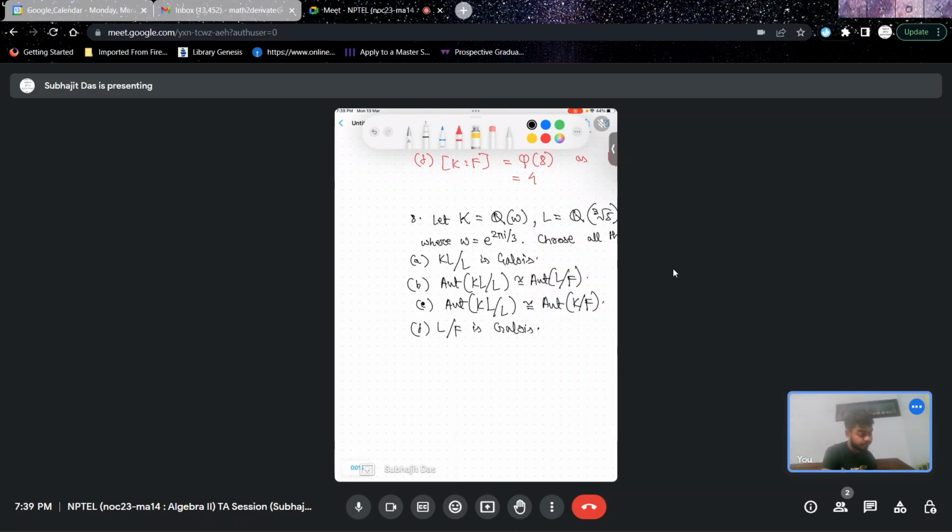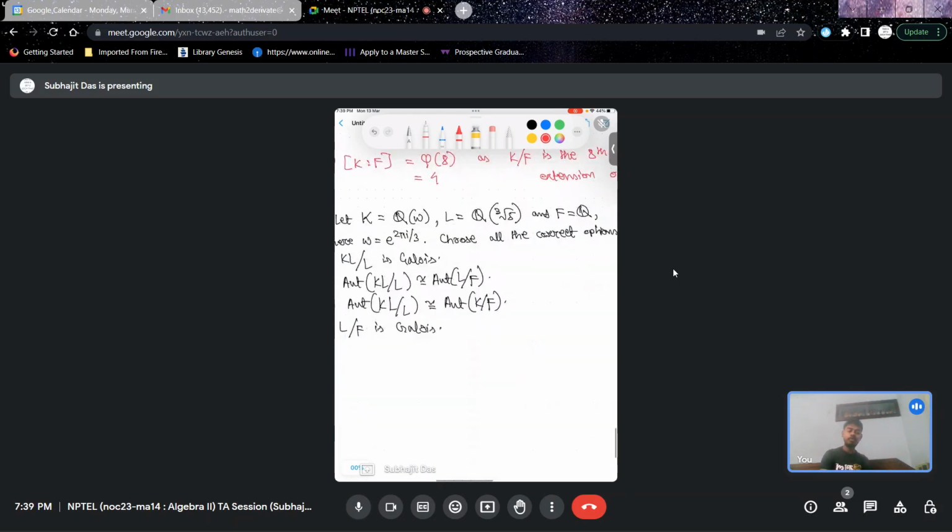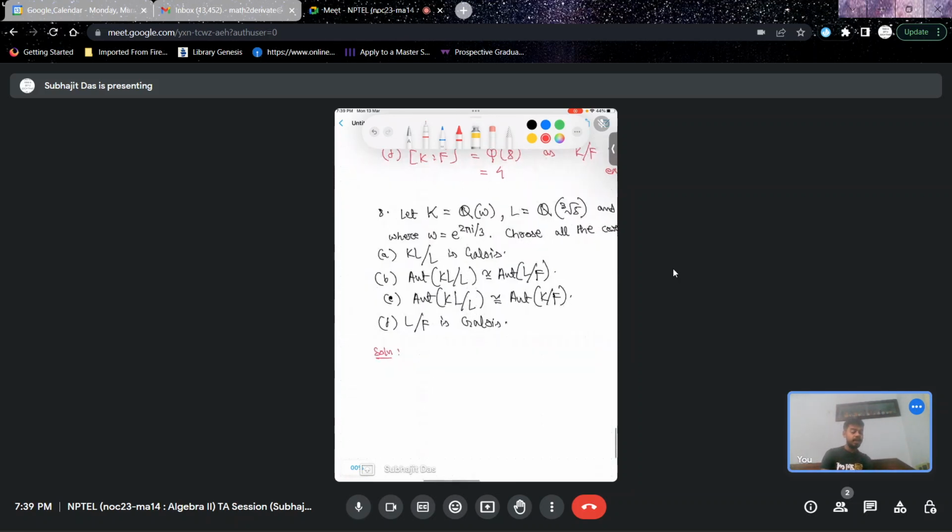Okay, so let's solve this. So K is Q adjoin the primitive cube root of unity. L is Q adjoin the real cube root of 5. F is taken to be Q. Okay. Now KL over L is Galois or not, we need to figure this out.